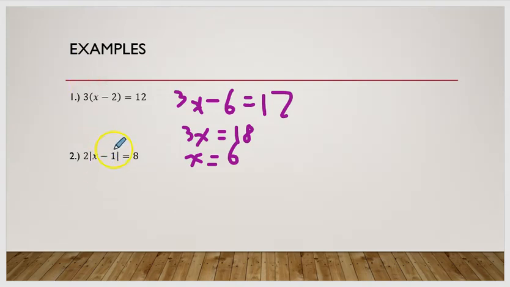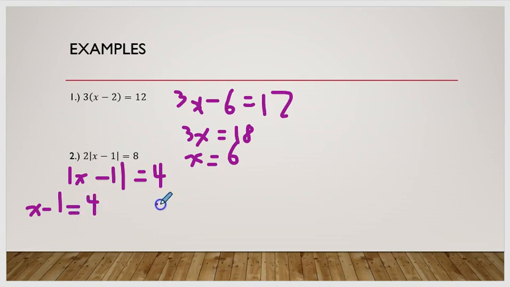This next example has absolute value bars. So what I was trying to instruct you to do was to first get rid of anything outside the absolute value bars. I have 2 times the absolute value of x minus 1, so I'm going to start this off by dividing both sides by 2. And that will leave me with the absolute value of x minus 1 equal to 4. Now I'm going to ignore the absolute value bars, and I'm going to write x minus 1 equals 4.